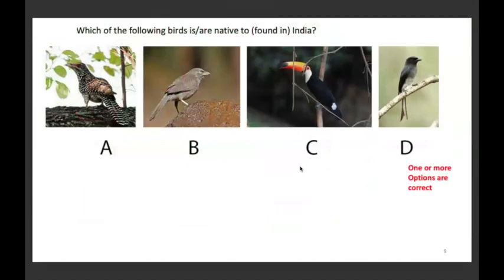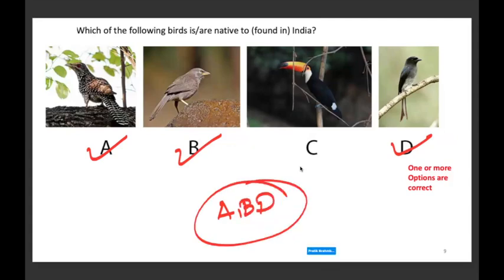Move to the next one. Which of the following Indian birds is or are native to or found in India? One or more options are correct in this case. The correct answers are A, B, and D. All three, A, B, D, are correct here. Okay.